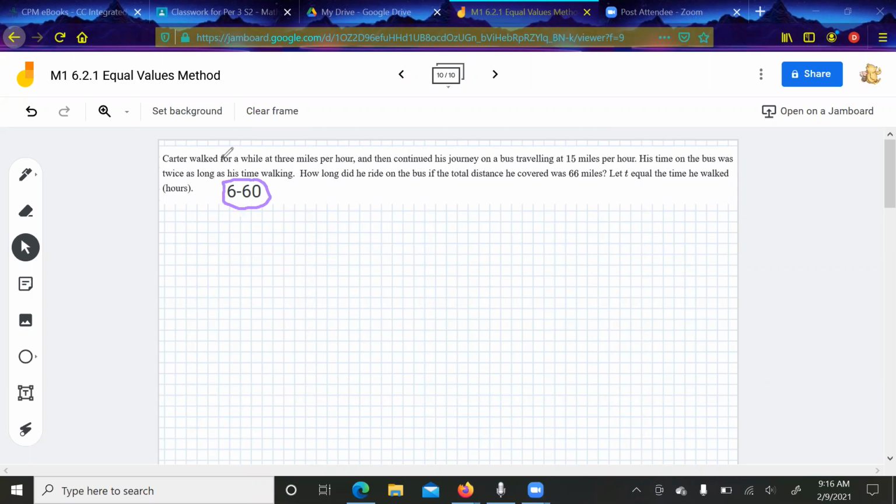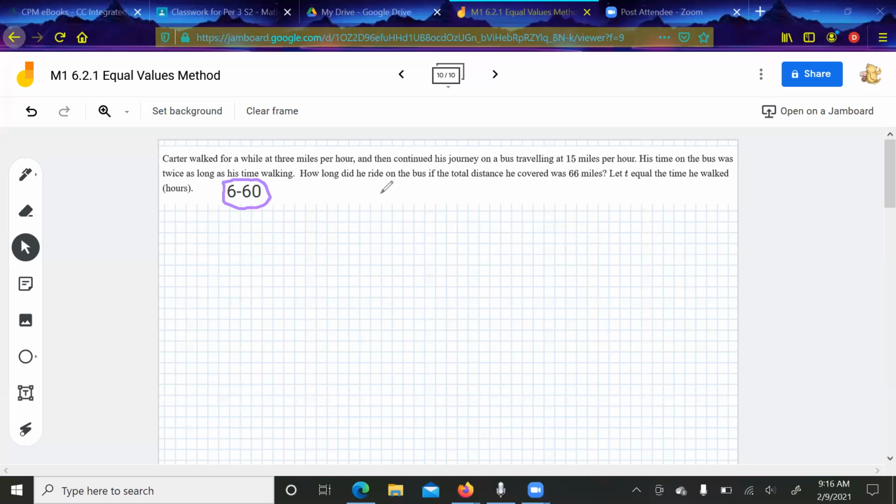Another word problem. Carter walked for a while at 3 miles per hour and then continued his journey on a bus traveling 15 miles per hour. His time on the bus was twice as long as his time walking. How long did he ride on the bus if the total distance he covered was 66 miles? Let t equal the time he walked in hours.